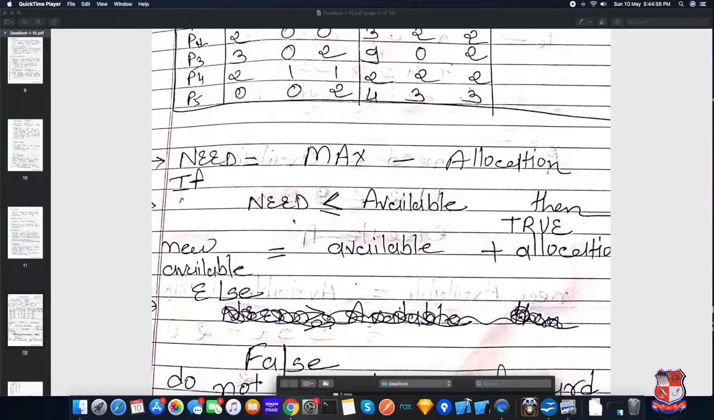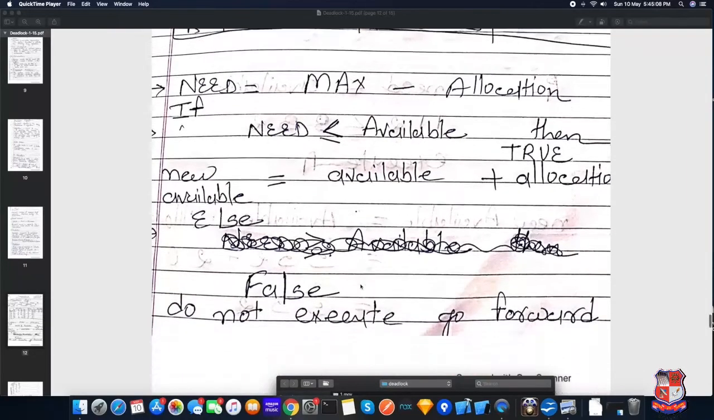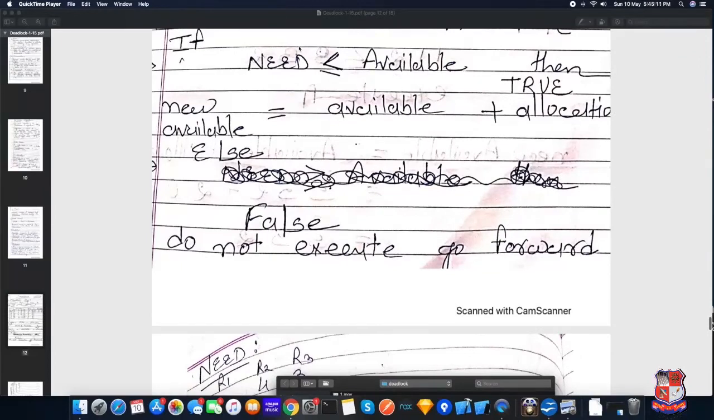We can find out the new available value. So new available equals available plus allocation. If our condition is true, if less than or equal to, if it is true, then we find out the new available value for the particular process. If the condition is false, then we do not execute this process for any further steps.